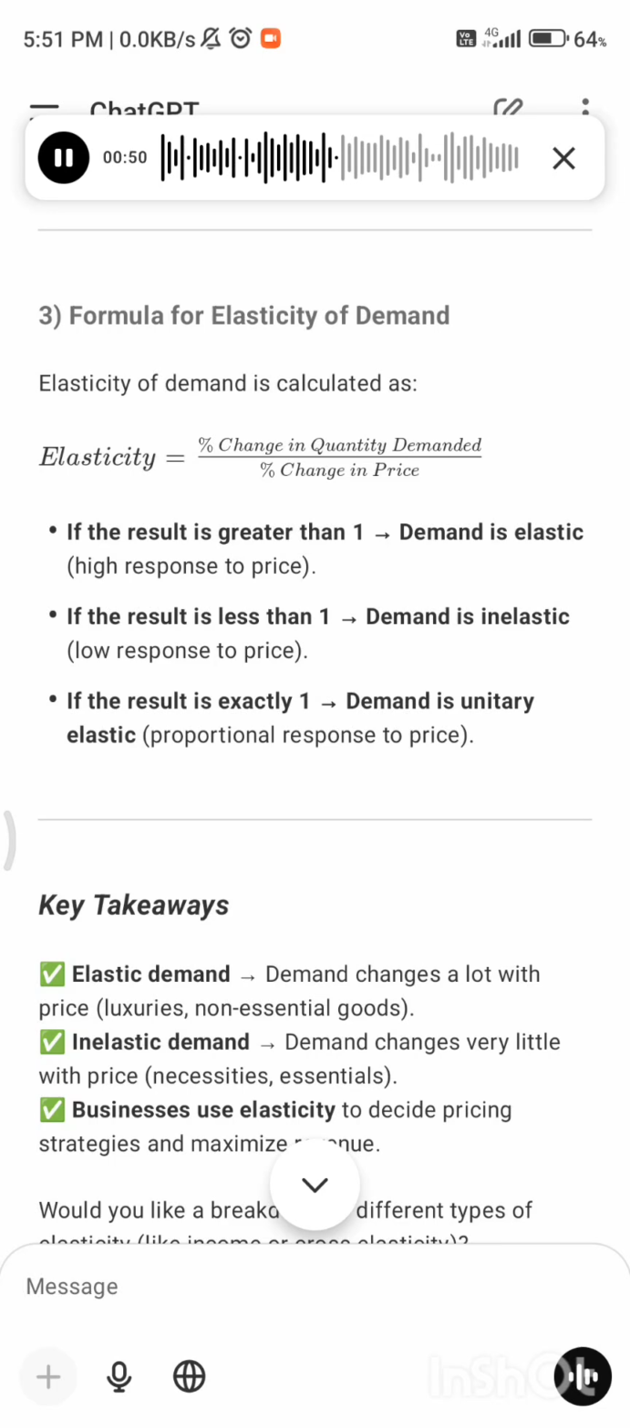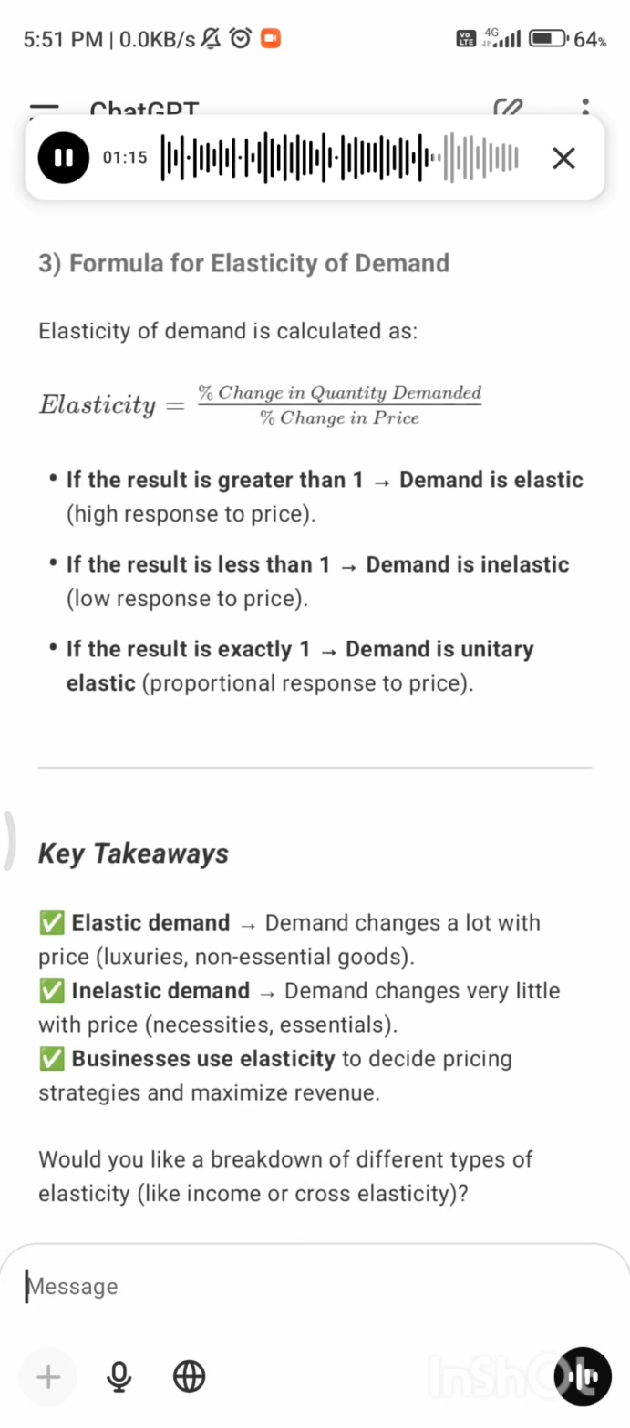3. Formula for elasticity of demand. Elasticity of demand is calculated as elasticity equals percentage change in quantity demanded divided by percentage change in price. If the result is greater than 1, demand is elastic, high response to price. If the result is less than 1, demand is inelastic, low response to price. If the result is exactly 1, demand is unitary elastic, proportional response to price.